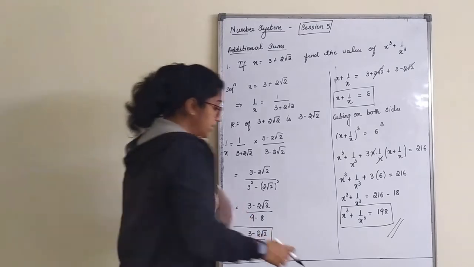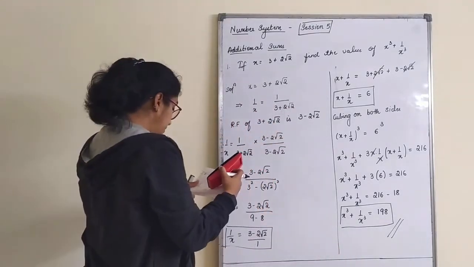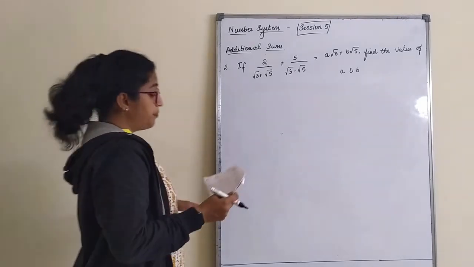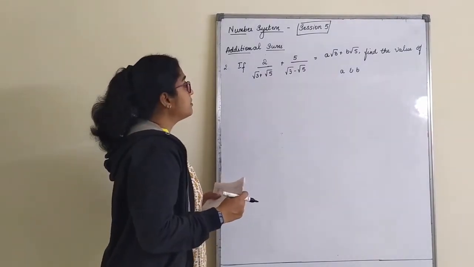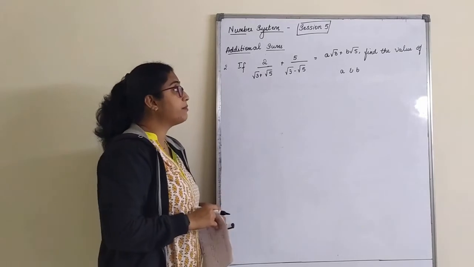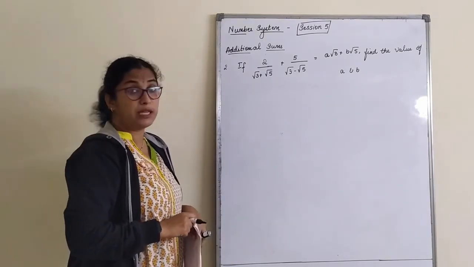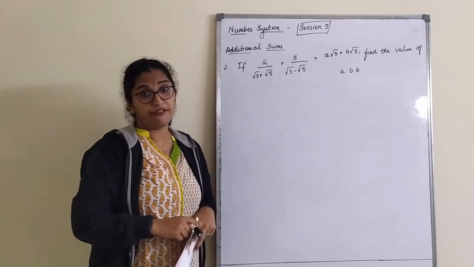Okay, let's go over the next type of sum. You can copy this down. The next sum: if 2 upon root 3 plus root 5, plus 5 upon root 3 minus root 5, is equal to a root 3 plus b root 5, find the value of a and b.